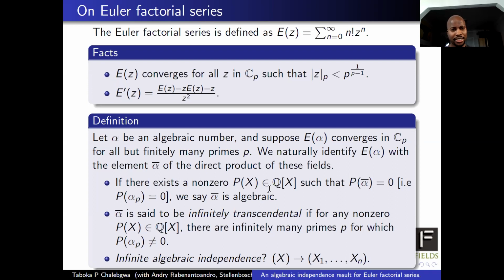So we'll be considering the Euler factorial series, which is the function that you see in front of you, the summation of factorial times z to the n. Of course, this only converges at 0 if you consider it as a complex analytic function, but it has a positive non-zero finite radius of convergence if you consider it as a p-adic analytic function. And so I've got, say, two facts there in front of me.